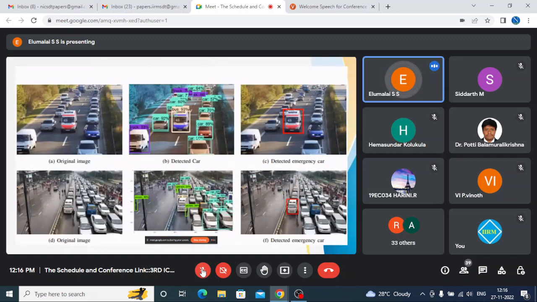Showing the pictures, the heavy traffic used in the original image. The ambulance is stuck in the heavy traffic. We are using the algorithm and using the software to detect all the images like cars, buses, and emergency cars. Once detected, a dummy mail is sent to the controller of the room.